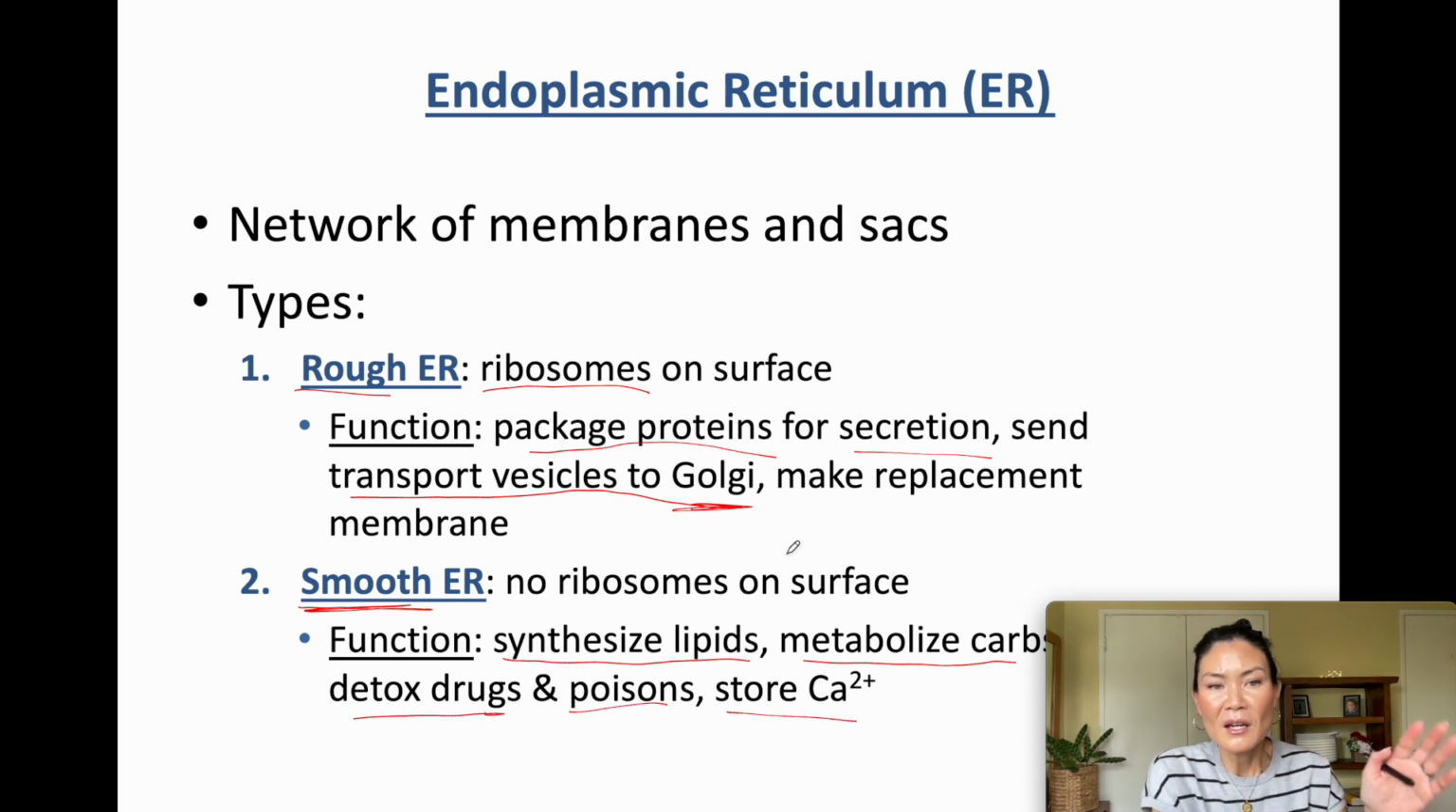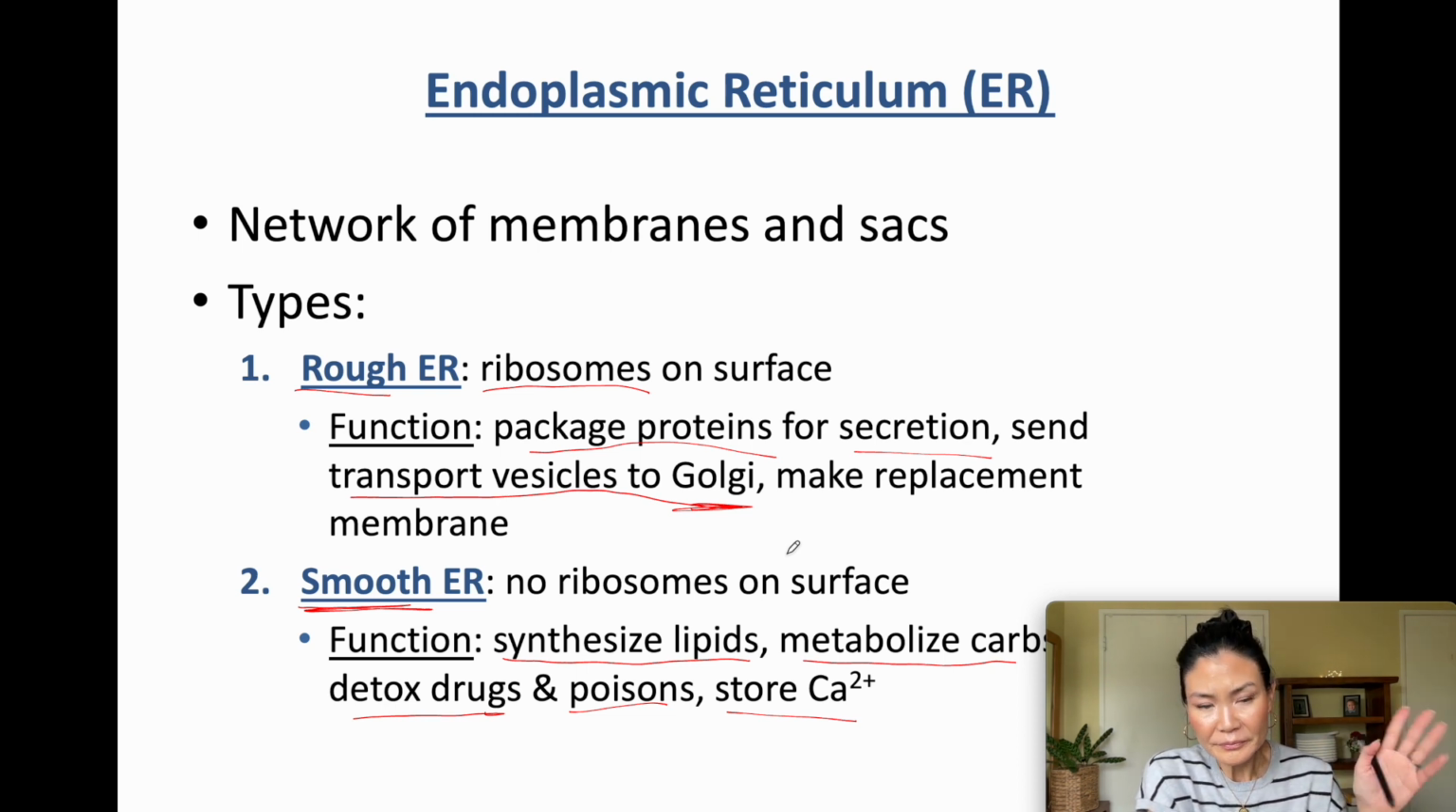Okay, so the rough ER does one thing, right? That's where proteins are made, and the rough ER is going to transport the proteins to the Golgi. They have that one job related to proteins. Whereas smooth ER does so many things. Okay, they do a lot of things. They make lipids. They help metabolize carbohydrates.